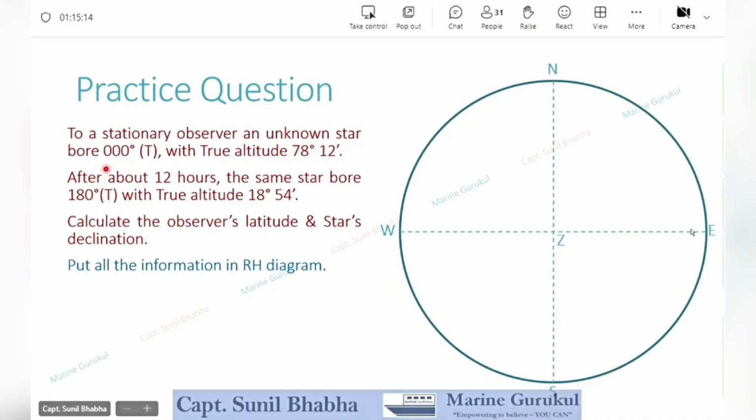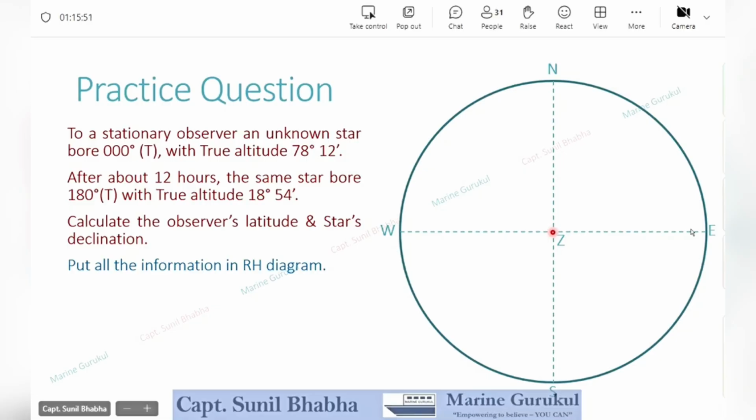The star is bearing 000 with a true altitude of 78 degrees 12 minutes. Now in this diagram, the 000 bearing or north bearing is represented by line NZ. So the star has to be somewhere on this line. Now point N, being on the horizon, is at 0 degree altitude. Point Z, being the zenith of the observer, is at 90 degree altitude.